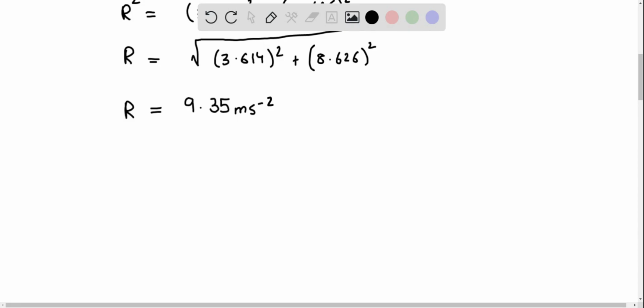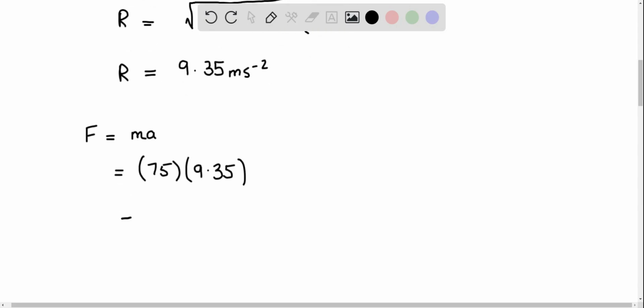Now we can use Newton's second law, which states that the force is equal to the mass times the acceleration. The mass is 75 kilograms, and the acceleration we just found is 9.35 meters per second squared. That gives us our final answer as 701 newtons. And that is our required answer. So F equals 701 newtons.